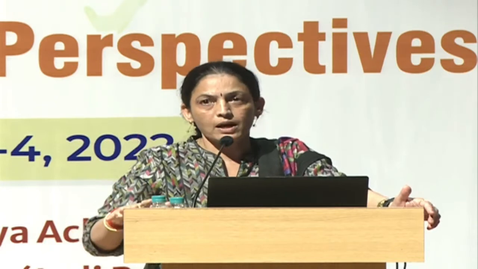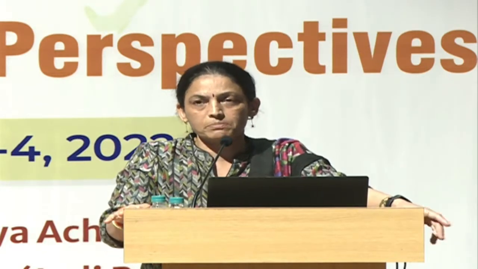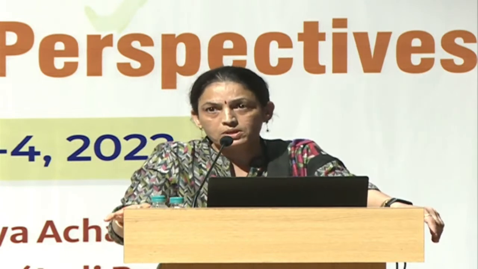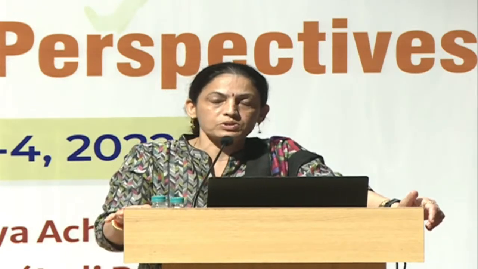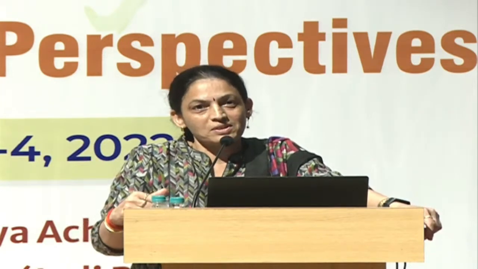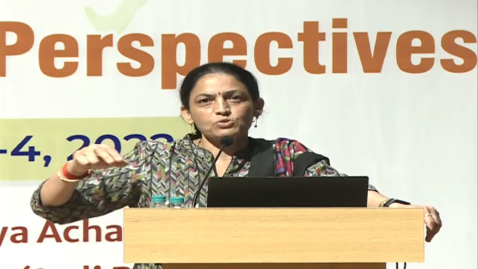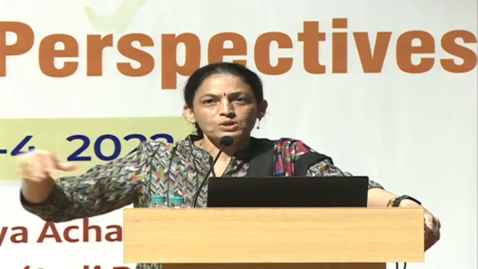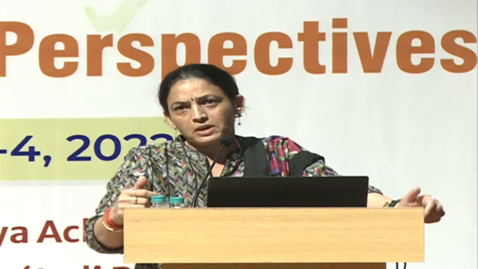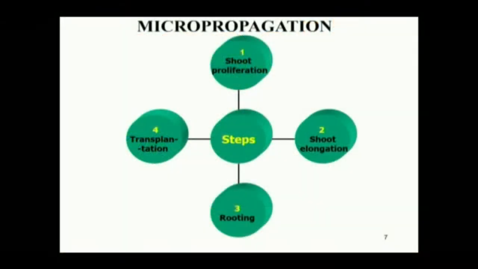And finally, the hardening, because everything is happening under controlled conditions of 25 degree temperature and 100% humidity, 16 hours light, 8 hours dark. So if we suddenly transfer this into the light or natural condition, the plant will not survive. So it's a gradual process, a week to 2 months. It's simply like, if you are sitting in an air conditioned room and suddenly go out into the chill heat, some of you will collapse or start sweating. So it's always a gradual process for the plant as well.